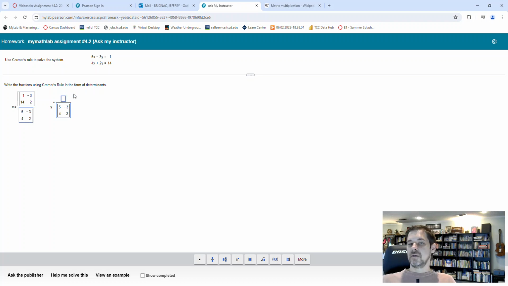Over here to solve for y, again, I click determinant, and this time if I'm solving for y, I replace the y column with 1 and 14, like that. And what do you think I do with the x column? I leave it alone.